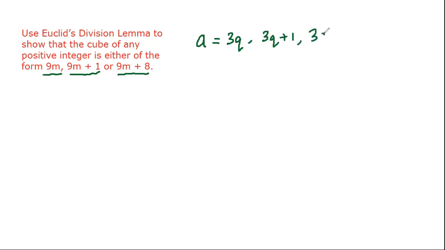Let's consider the next question. The next question is given as: use Euclid's division lemma to show that the cube of any positive integer is either of the form 9m, 9m plus 1 or 9m plus 8. Here also we are applying the same technique we have used in our previous question. First of all, we are taking any integer a as 3q or 3q plus 1 or 3q plus 2, and we are considering these as three different cases.